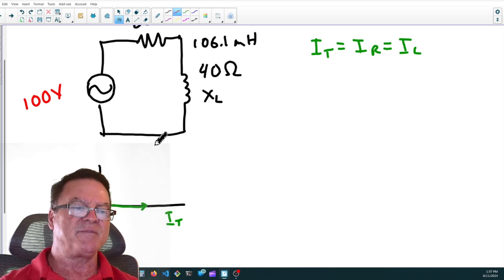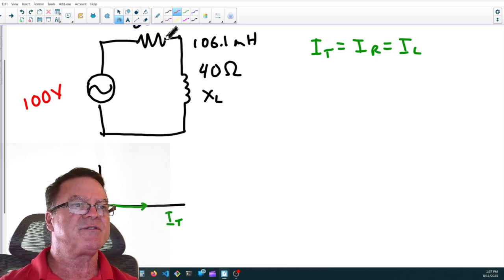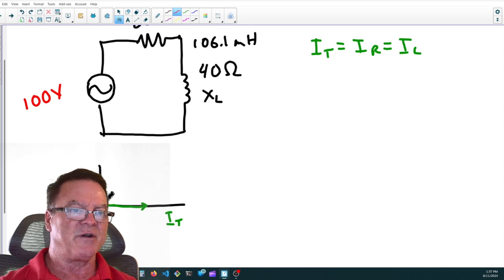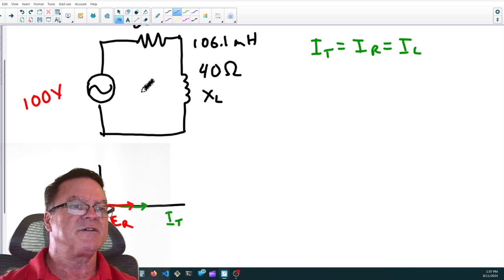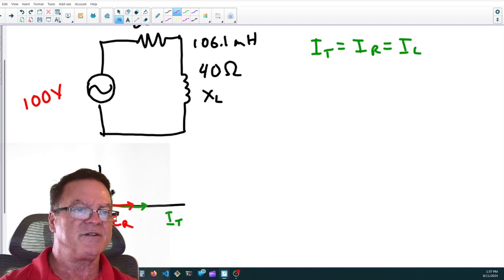My voltage drops, however, the voltage drop across the resistor is going to be in phase with the current because resistive loads are always in phase, voltage and the current. So here is the vector that represents the voltage drop across the resistor. And the voltage drop across the inductor, since voltage leads current in an inductive circuit, is going to be up here. There's the voltage drop across the inductor. And there's the voltage drop across the resistor.